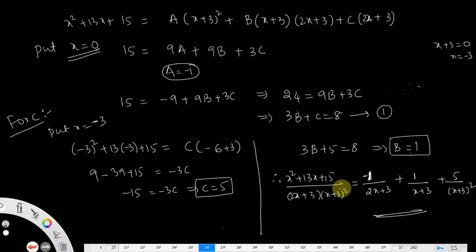This expression can be divided into 3 parts. This is said to be the partial fractions of the given fraction. Whether it is wrong or right, you can check by adding everything, then you get this expression only. In the examination, check like that, then you get the same expression because the values are the same. So we got the correct answer.